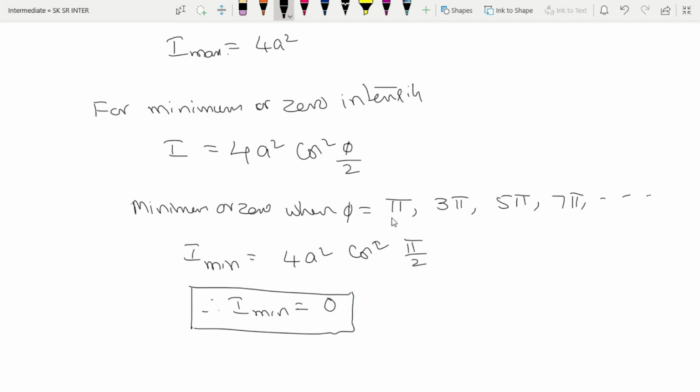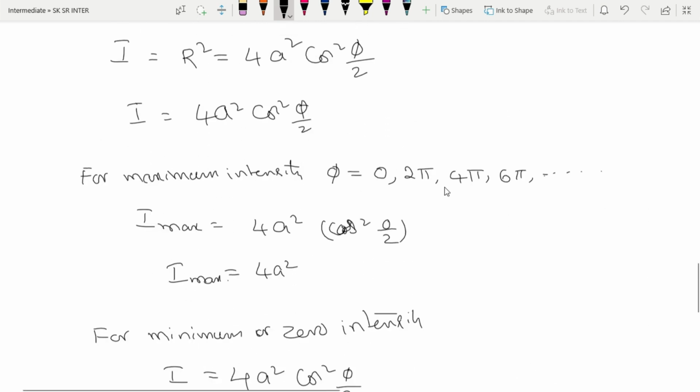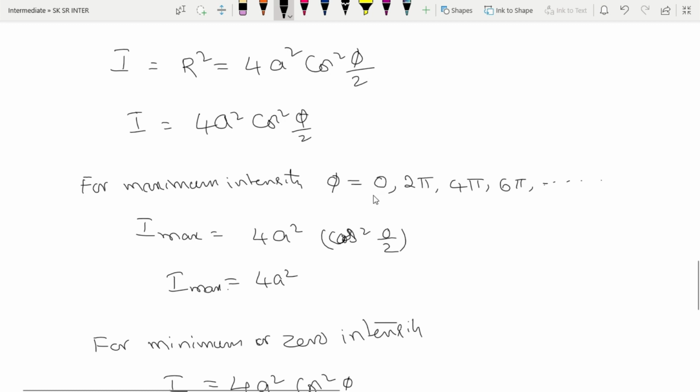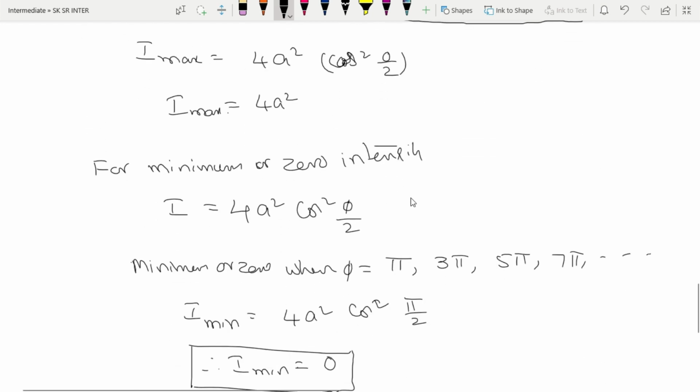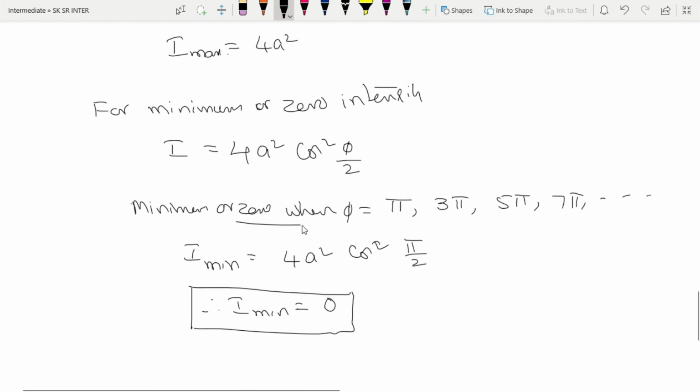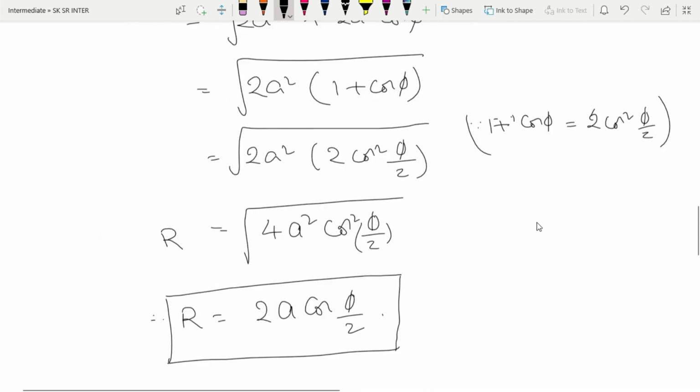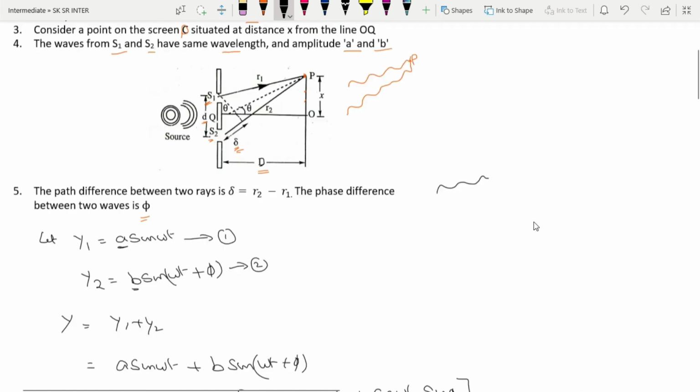Then you have to remember these things. For maximum intensity, even number multiples of pi are required, 0 also. For minimum, for 0 intensity, the phi value will be odd number multiples of pi. This is a 4 marks question, very important question.